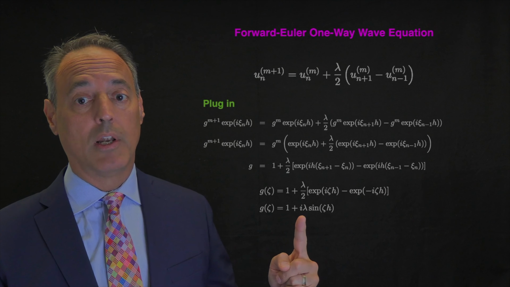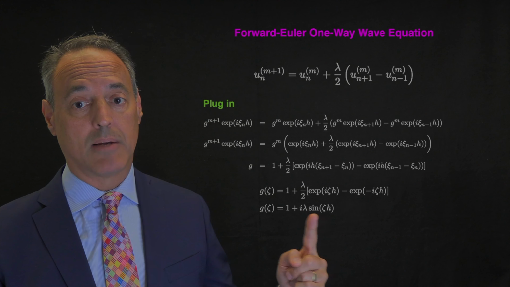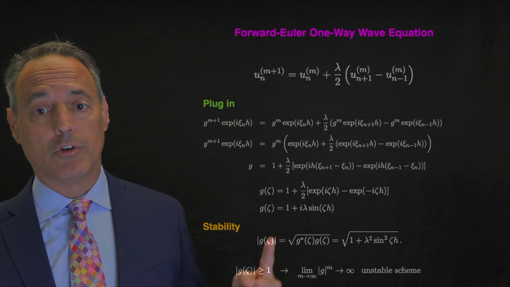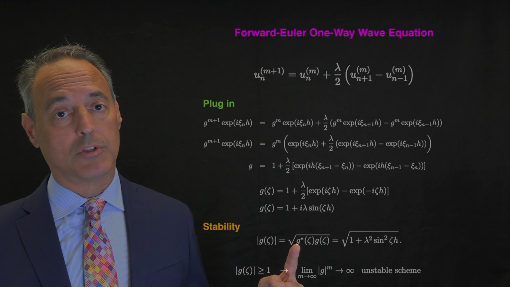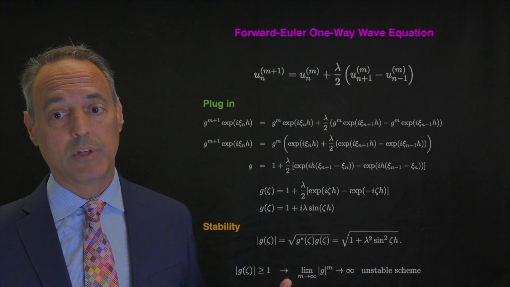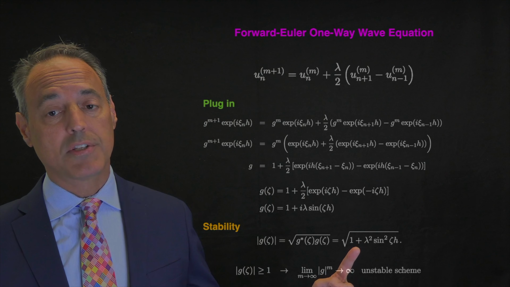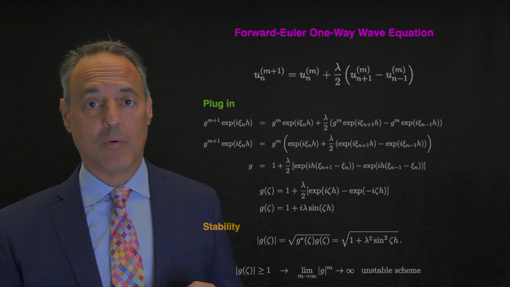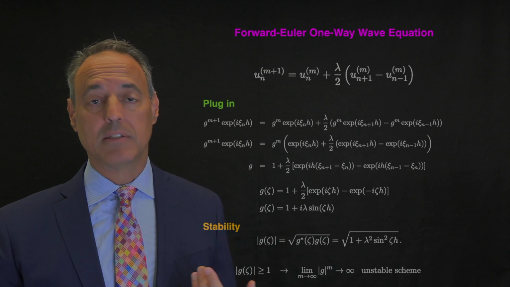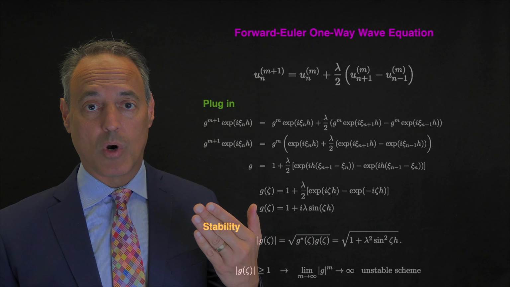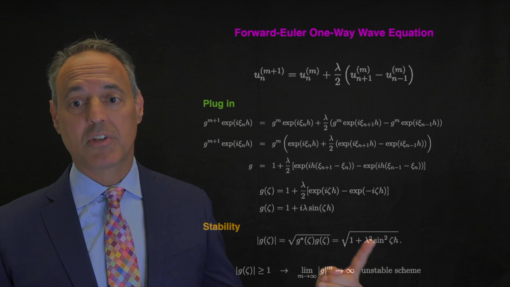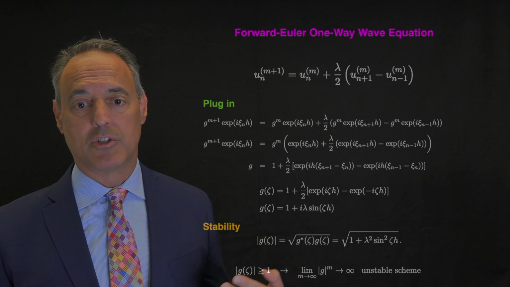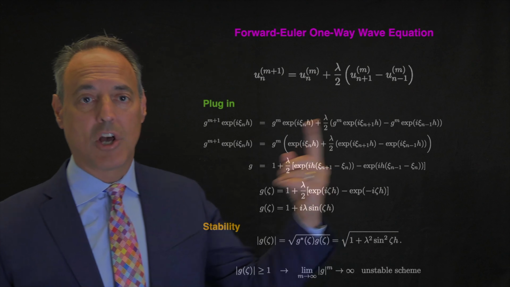G is 1 plus i lambda times sine of this. Now if you look at the absolute value of this, you take the solution times its complex conjugate, square root, and it becomes this here, which is always greater than or equal to 1. So we're basically in an unstable scheme. Remember, if g is bigger than 1, which is going to be the case for any finite lambda, so any finite delta t, essentially this scheme is always unstable.